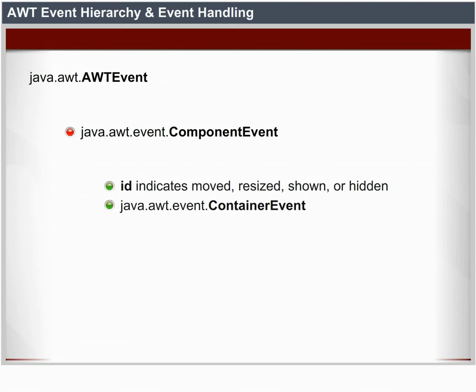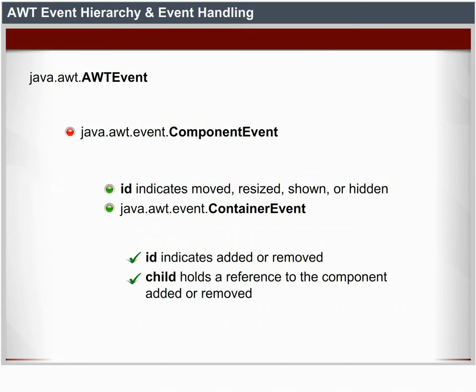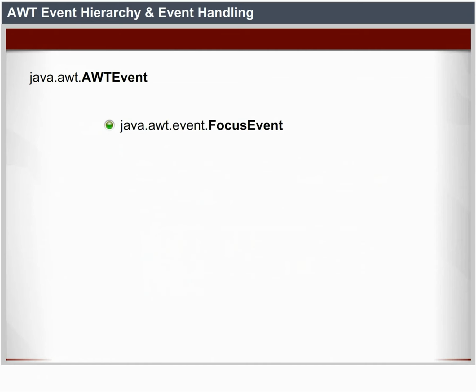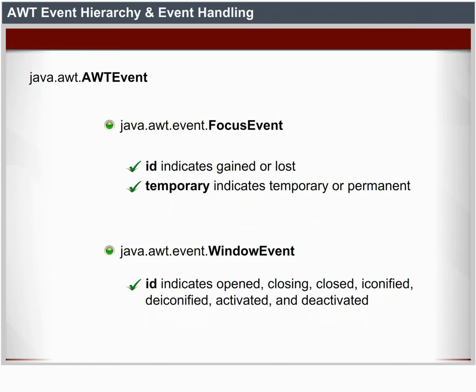java.awt.event.ComponentEvent: ID indicates moved, resized, shown or hidden. java.awt.event.ContainerEvent: ID indicates added or removed. Child holds a reference to the component added or removed. java.awt.event.FocusEvent: ID indicates gained or lost. Temporary indicates temporary or permanent. java.awt.event.WindowEvent: it indicates open, closing, closed, iconified, deiconified, activated and deactivated.